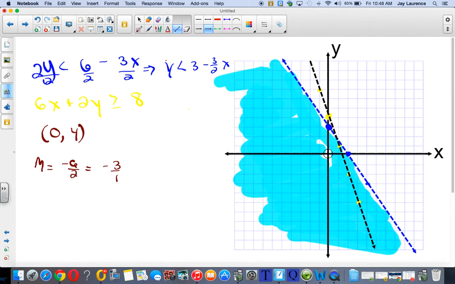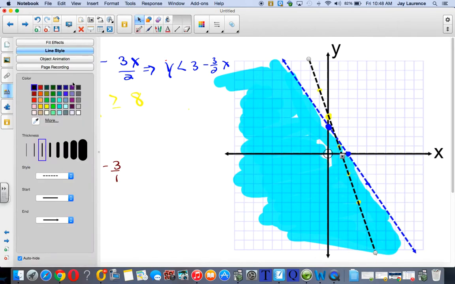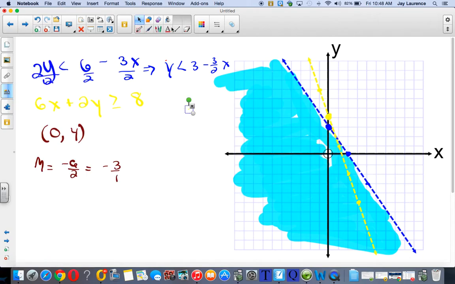All right, there we go. Black and yellow is almost as bad as blue and yellow. I can't handle it. All right, let's make that yellow. And, all right, there we go. Now I got to test my shading for the yellow one.